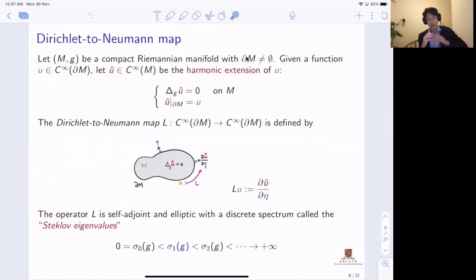It turns out that this Dirichlet-to-Neumann map behaves very much like the half Laplacian. This is a non-local pseudo-differential operator, but it is elliptic, self-adjoint, and has a discrete spectrum. The spectrum starts with 0, corresponding to the constant function on the boundary, which extends to a constant function in the interior. Its normal derivative is of course 0. The first non-trivial one is given by sigma 1. And this spectrum goes to positive infinity at a certain rate. So we can ask a very similar extremal eigenvalue problem like in the case of closed surfaces.